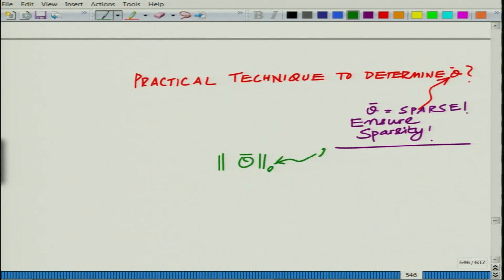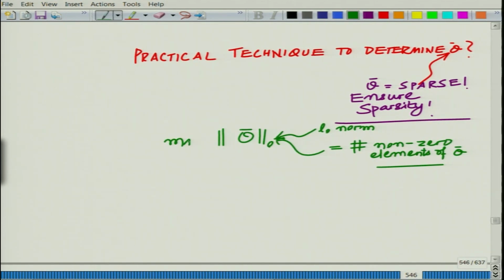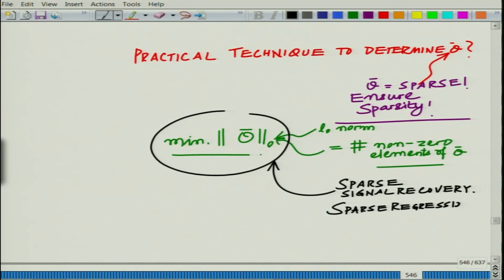This is also known as the L0 norm, which is basically equal to the number of non-zero elements of theta bar, and we want to minimize this L0 norm. That is basically the problem of sparse estimation. This is basically a problem of sparse estimation, or you can say sparse signal recovery, or in general, sparse regression. Essentially the problem of sparse regression.